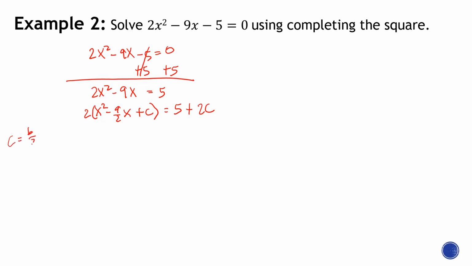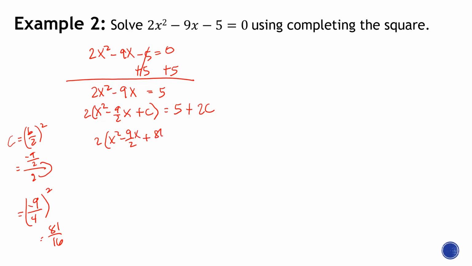c equals (b over 2) squared. Here it's negative 9. I know it's going to be a fraction, right? So the shortcut here is if you have a fraction in the numerator and a whole number in the denominator, you just need to multiply that, and that will be your denominator. So this is going to be 81 over 16. So 2 times x squared minus 9 over 2 x plus 81 over 16 equals 5 plus 2 times 81 over 16.